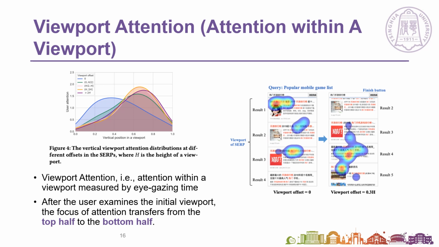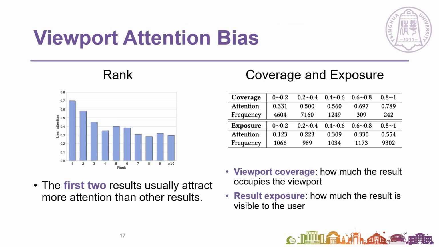We looked into the user's attention within the viewport. We also name it viewport attention in our paper. From the left figure, we can see that when the viewport offset is 0, the users pay more attention to the top half of the viewport. When the users start scrolling, most of the attention locates on the bottom half of the viewport. From the right figure of two eye-tracking heat maps, we can also see the same pattern.